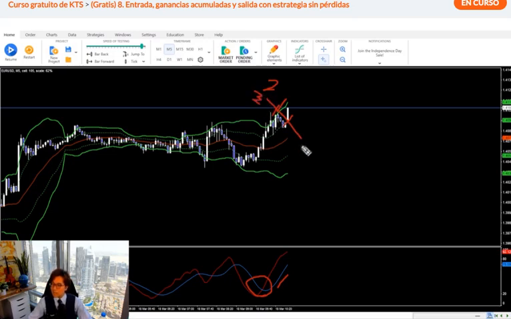And let's see, as I can see, this is actually a double bottom, a W bottom, and this was a neckline. And this neckline has been broken bullish here. So that was the fourth confirmation.